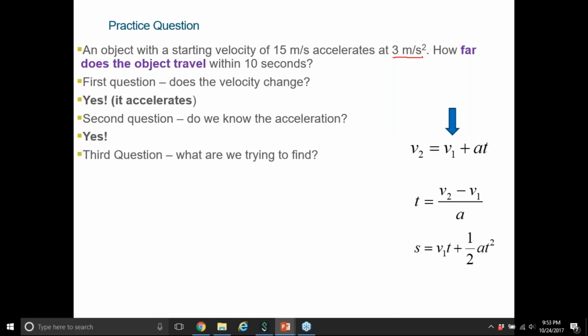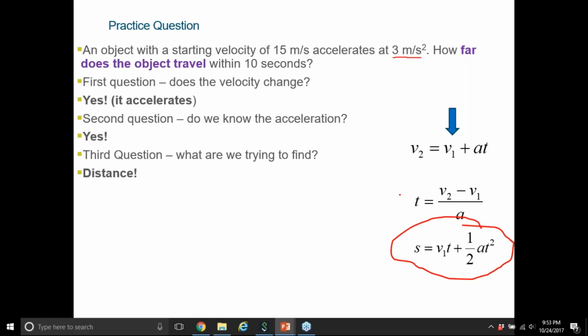We do that by asking what is it asking us to find? Well, it wants us to figure out how far does the object travel. So we're looking for distance. So we start with the formula that asks us for distance equals, and that's this one.